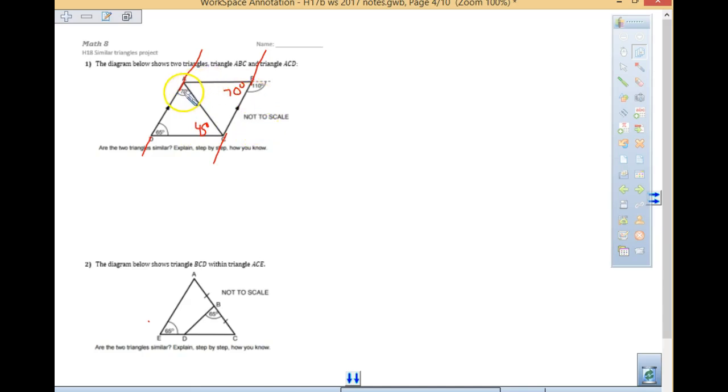Now, if this angle is 70, and out here this is 110, right? That means this whole angle here has to be the same as here, 110. Which means this has to be how many degrees? 70 plus what gives us 110? 40. So if this is 40, this one is 70. We're looking at these angles.